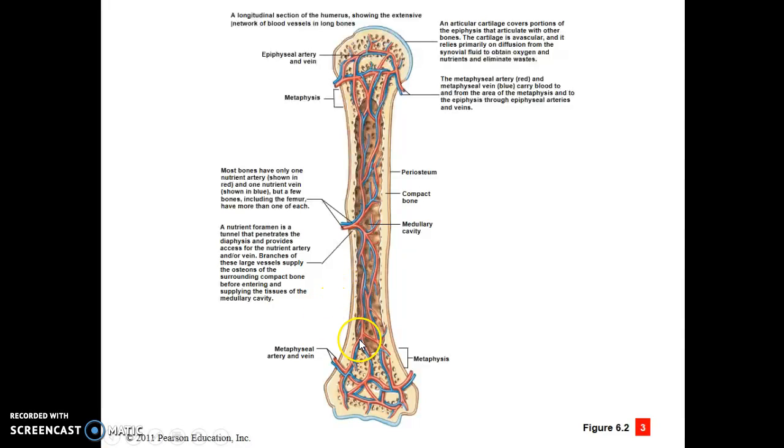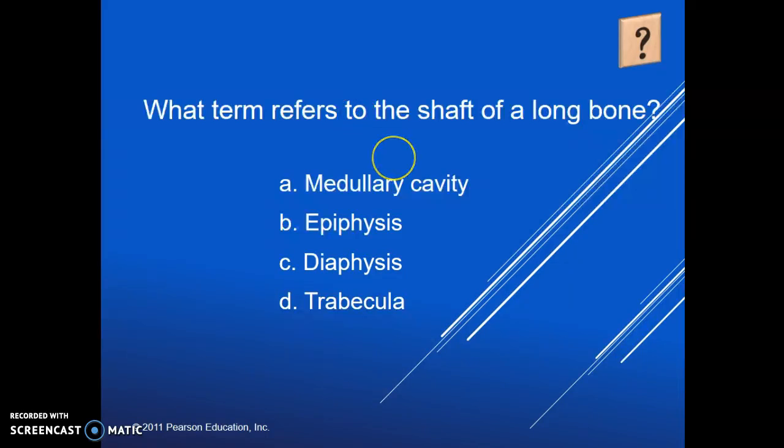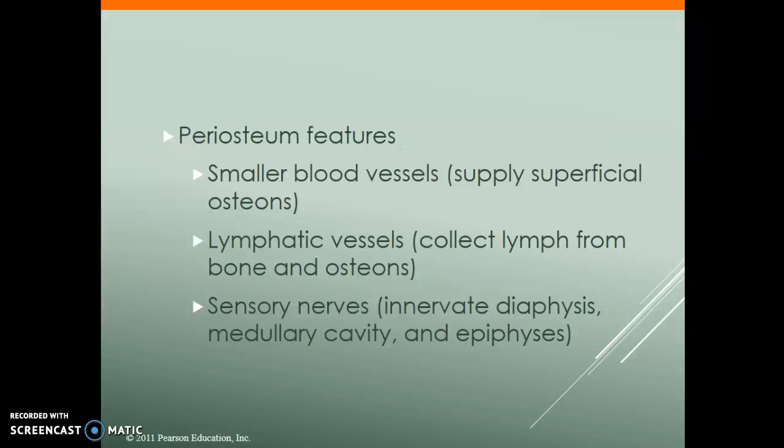Here's a closer view of the blood supply. Bones are extremely vascular. I suggest you pause this and read the captions. The periosteum is the membrane that surrounds the bone. It has a good blood supply, it has a good nerve supply, and it has lymphatic vessels.